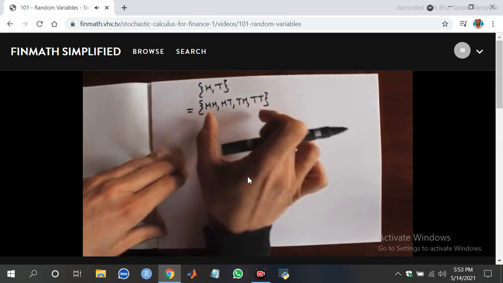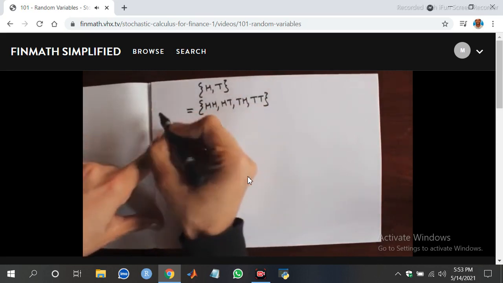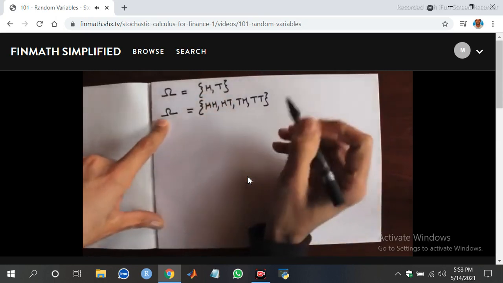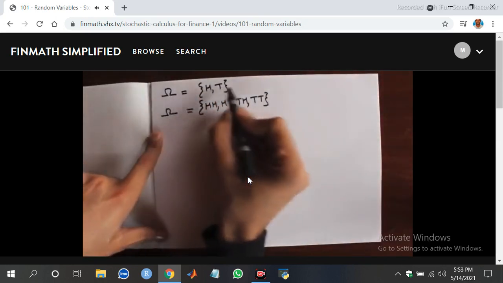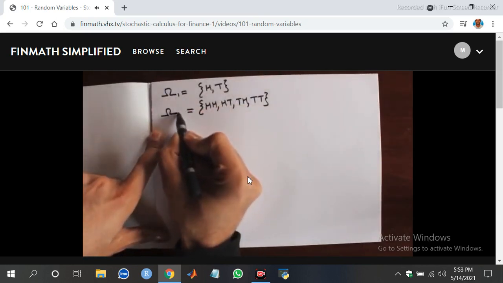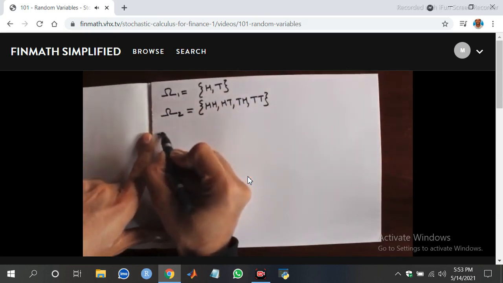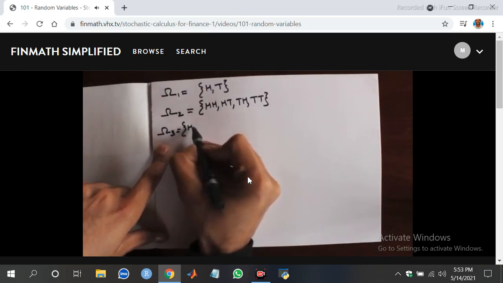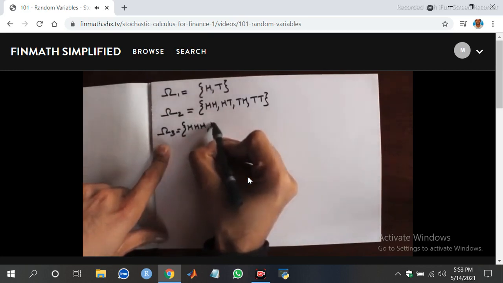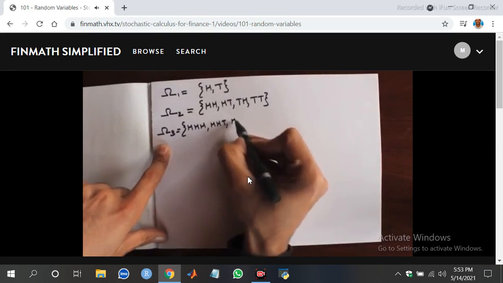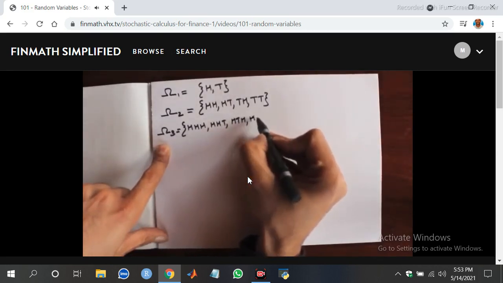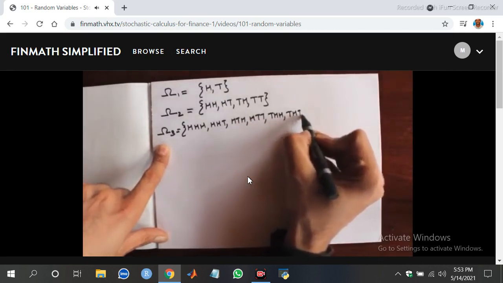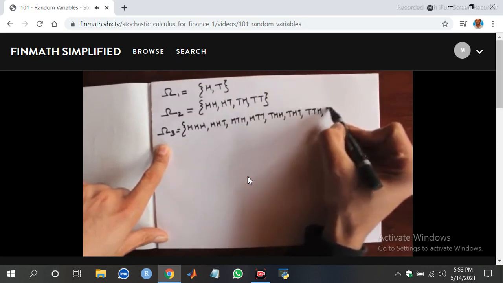Now, a set of all possible outcomes of a random experiment is called a sample space, and it's denoted by capital Omega. This is the sample space by tossing the coin once, and this is the sample space by tossing the coin twice. We can also define another sample space by tossing the coin 3 times, and the possible outcomes would be head-head-head, head-head-tail, head-tail-head, head-tail-tail, tail-head-head, tail-head-tail, tail-tail-head, tail-tail-tail.